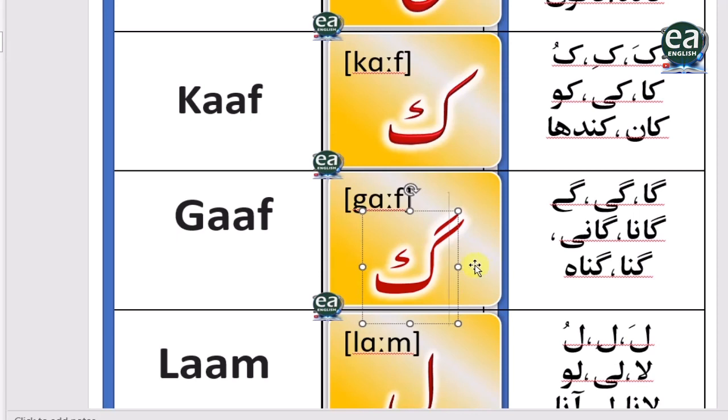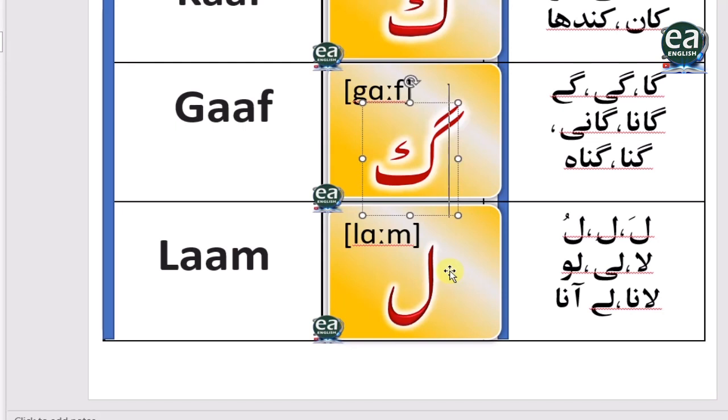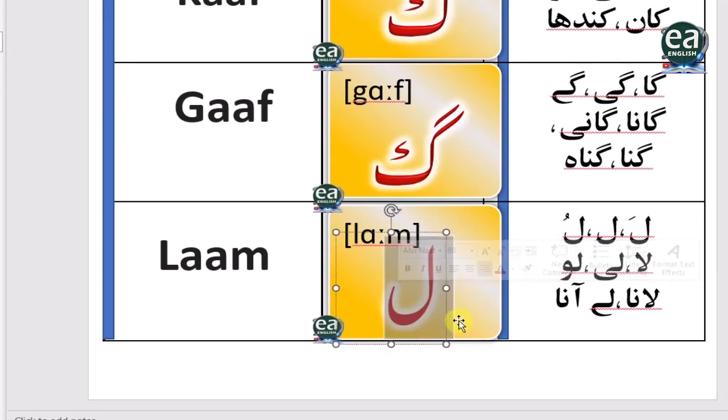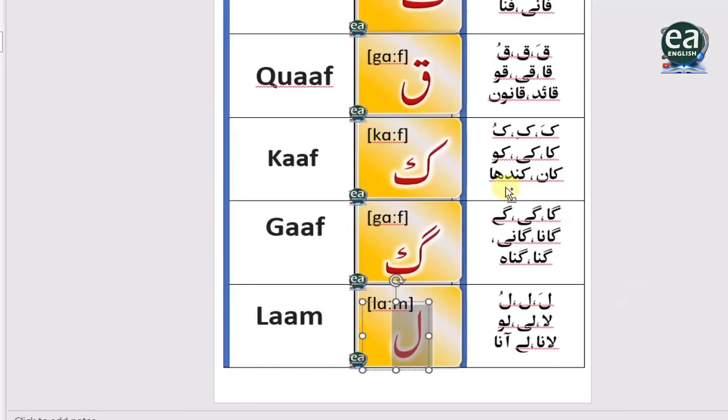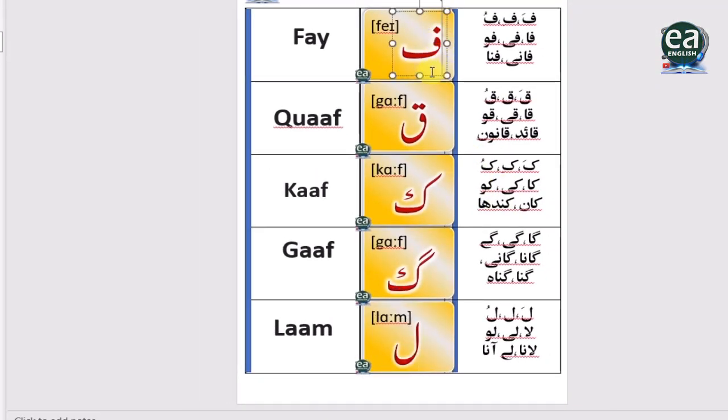Okay. So there is gaf, go, go, go. Once again. Gaf, go, go, go. Lam, le, le, le, le, le. Yes. Now repeat this on your own. Fa, fa, fa, fa. Ka, ka, ka.